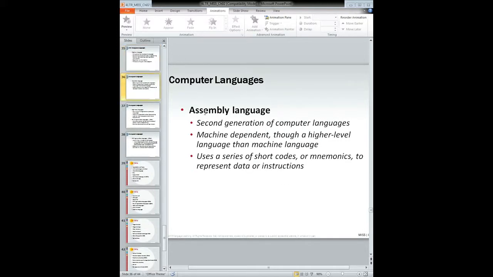The second generation computer languages, or maybe you have heard about assembly language, is basically machine dependent and it's a higher level language than a machine language. So they use a series of short codes to represent data or instructions. For example, to add or subtract, there are typical commands in assembly language that can be written.